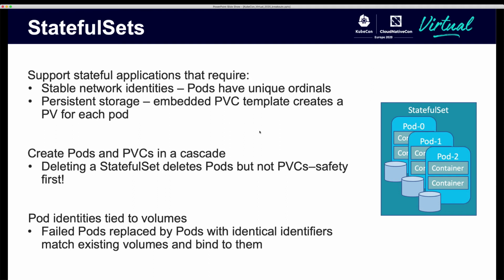The pod identities are tied to volumes. So failed pods are replaced by pods with identical identifiers, which means that existing volumes that were tied to a given pod replica easily bind back to that new pod that represents that same replica, right? So even though it's a new pod that's replaced the old one, it gets the same storage that the old pod had.